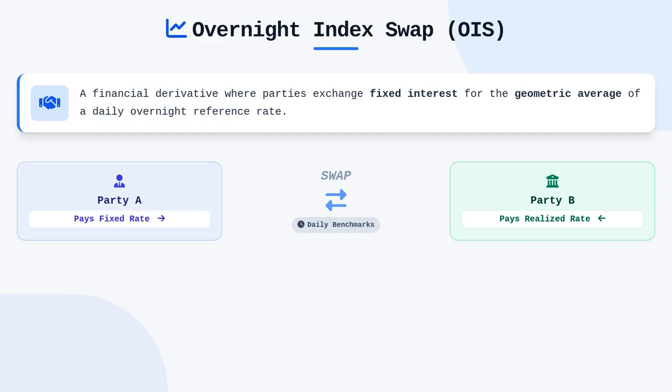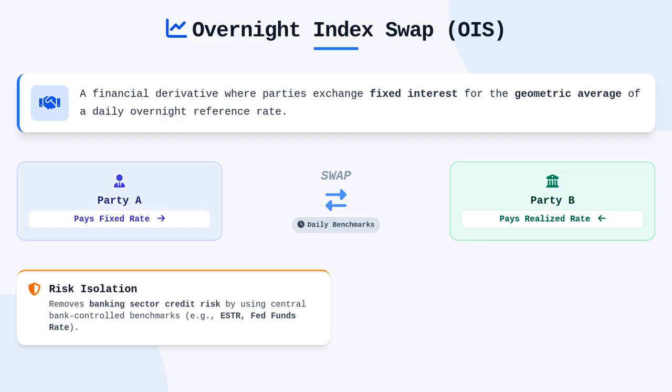The structure involves one party paying a fixed rate, while the other pays the geometric average of the realized overnight interest rate over the term of the swap. This arrangement effectively isolates the credit risk associated with the banking sector because the overnight reference rate is typically a near risk-free, central bank-controlled benchmark.